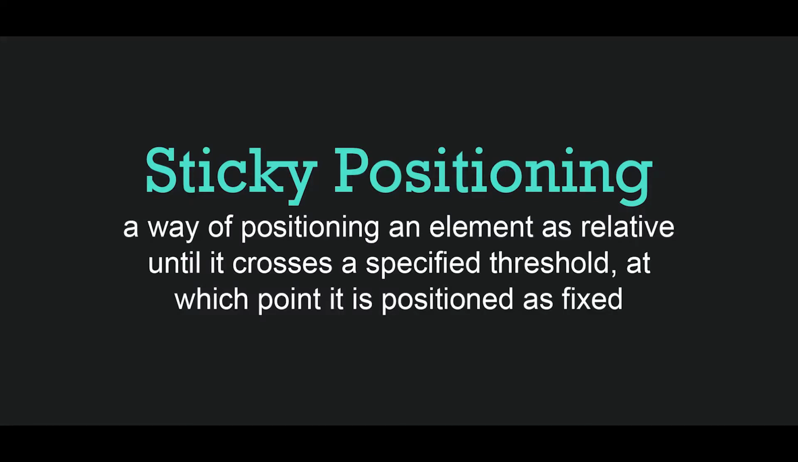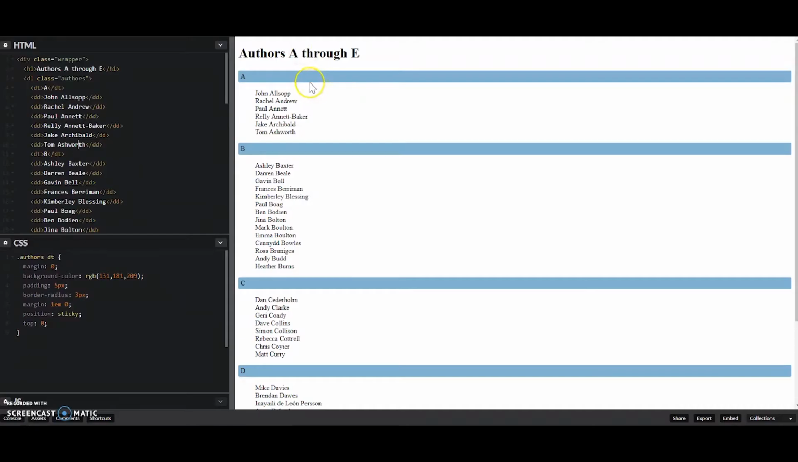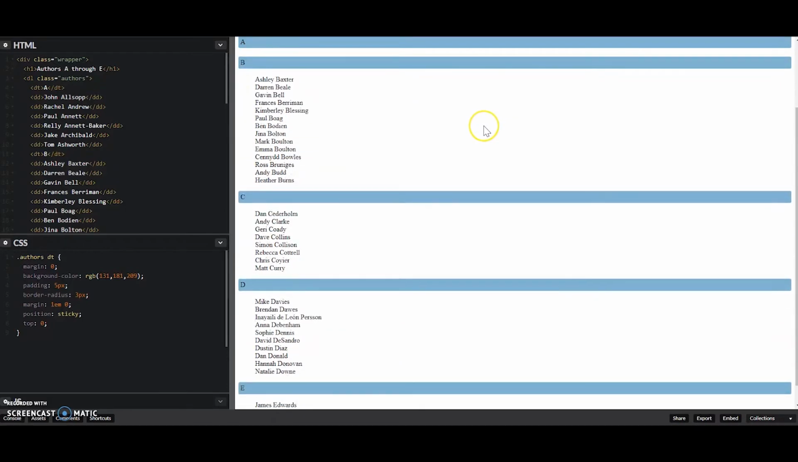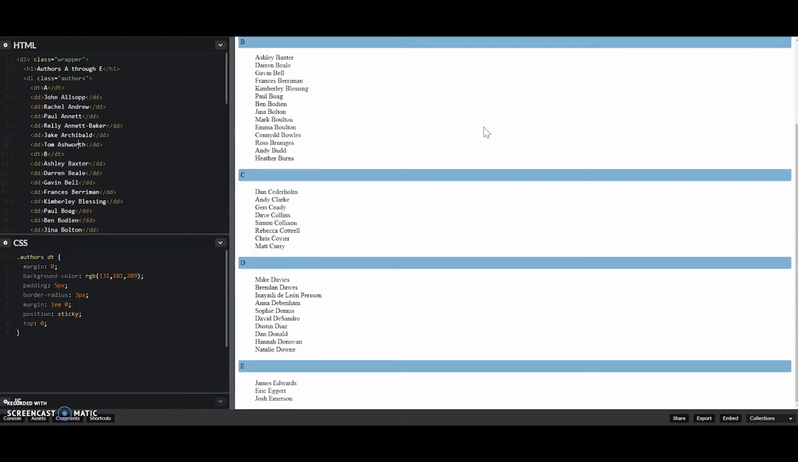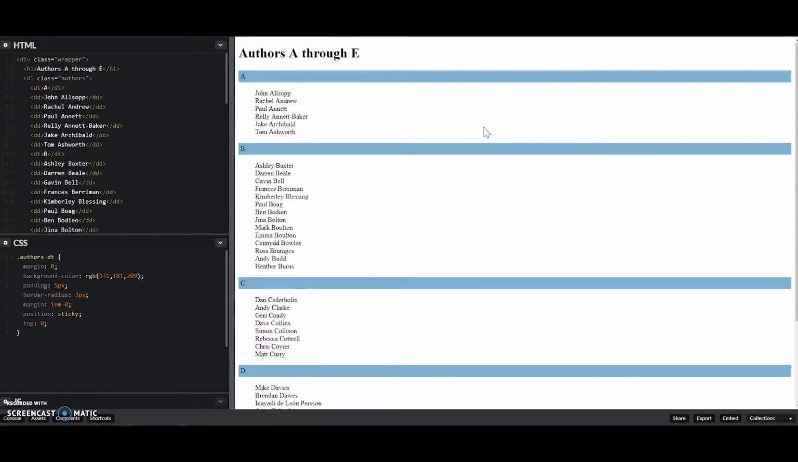Another type of positioning, which is a hybrid of relative and fixed position, is called sticky positioning. With sticky position, the element is treated as relatively positioned until it crosses a specific threshold, at which point it is treated as fixed position. In this example, these letter divs are positioned sticky with top 0. So when they reach the top of the viewport, they act like they're fixed position. And when they're not at the top of the viewport, they act like they're relatively positioned.